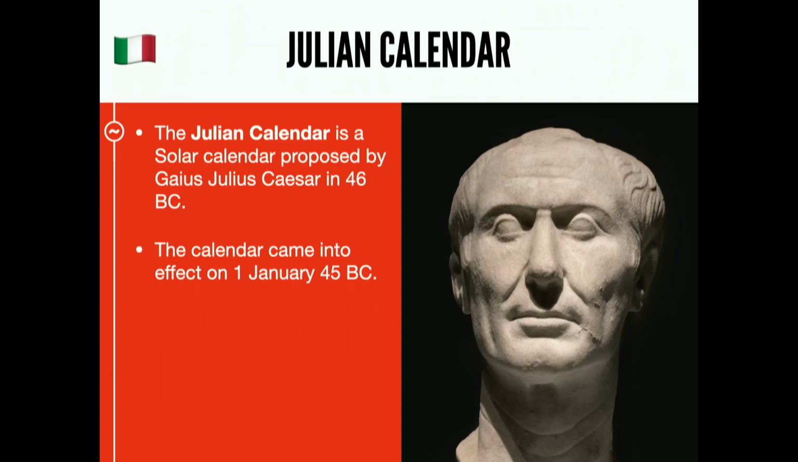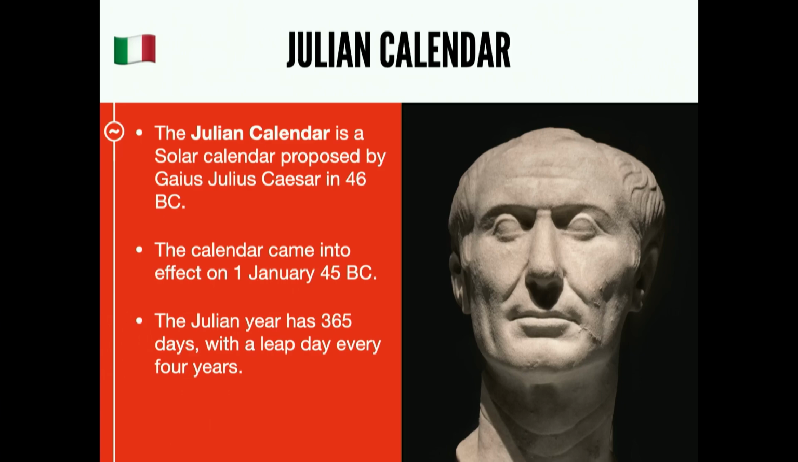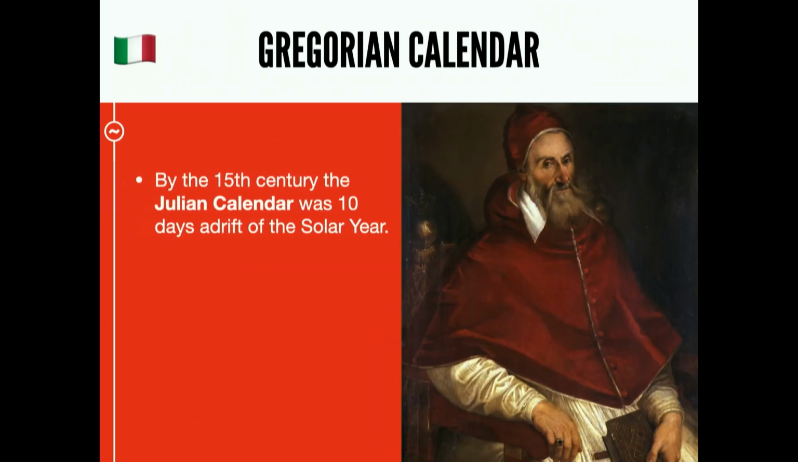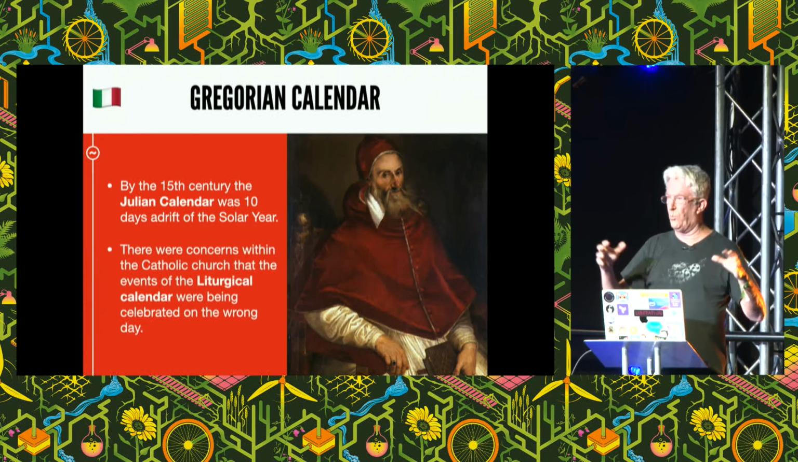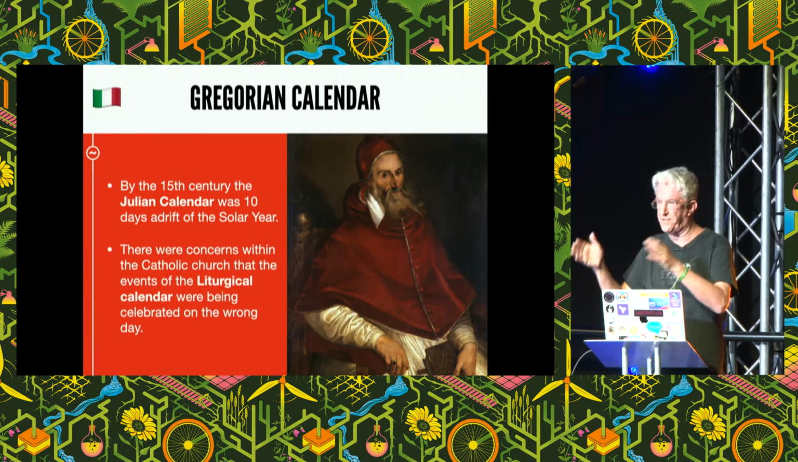So his calendar comes into play in 45 BC. It's obviously not aware it's BC at this point, but anyway. The Julian calendar has 365 days with leap years every 4 years, which may sound familiar. That's pretty close to what we've got right now. So, and it's correct within 11 minutes, which is kind of fine, but 15 centuries later, that 11 minutes has grown into 10 days. So the worry within the Catholic Church is that people might be celebrating Easter on the wrong day. That was generally the reason for calendar reform, to try and keep it in line with Easter.